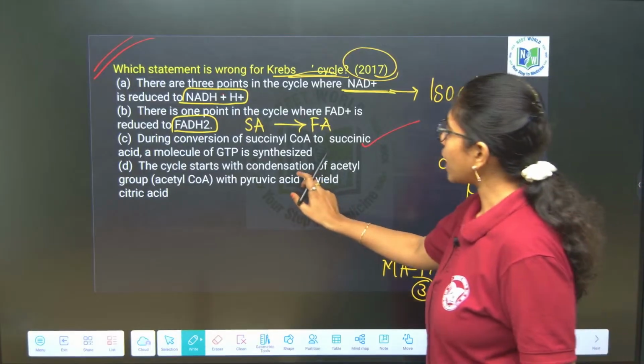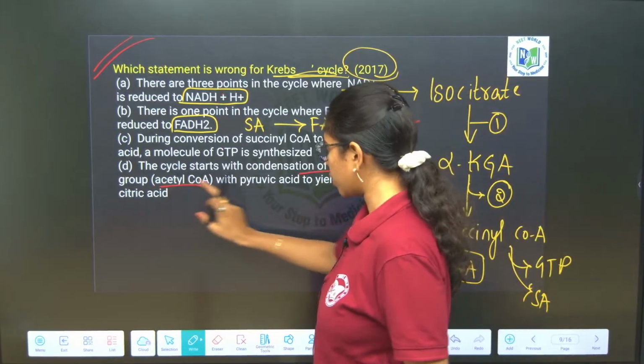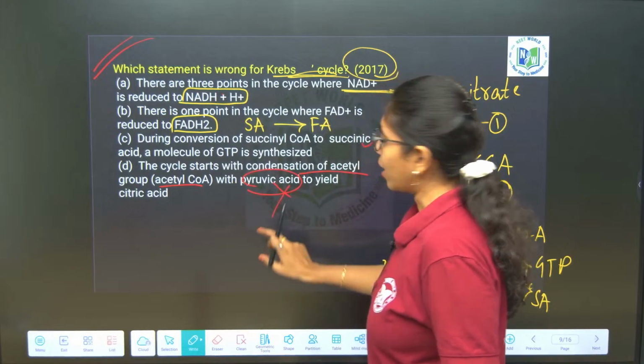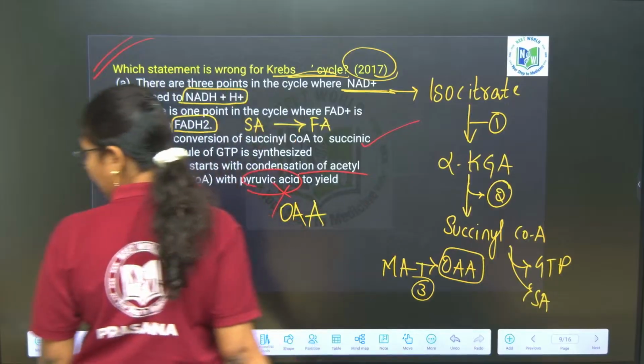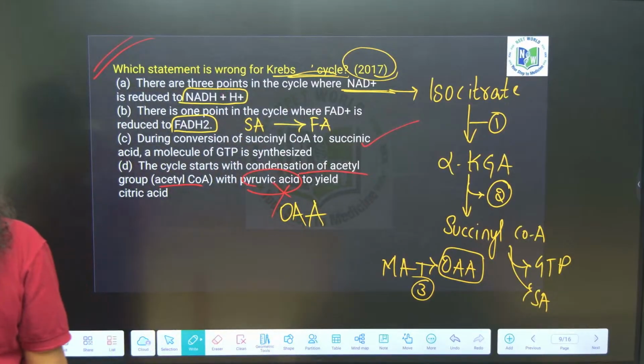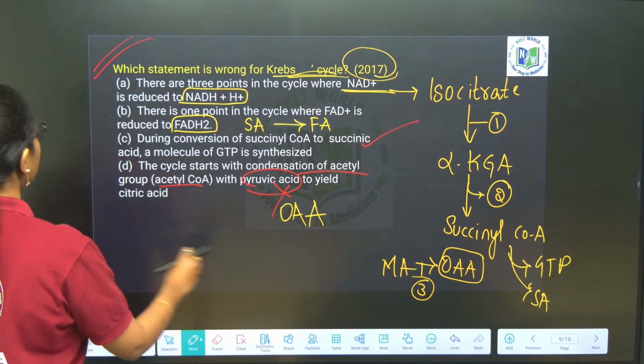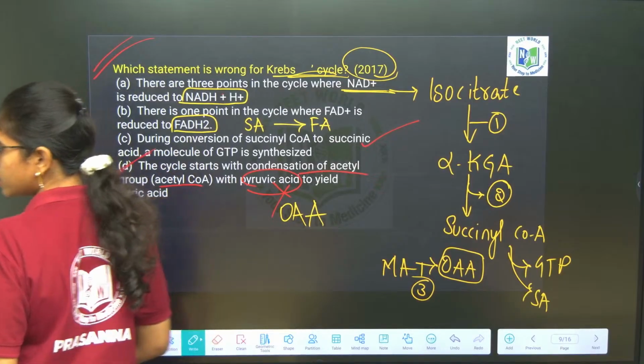The cycle starts with condensation of acetyl-CoA with pyruvic acid. Wrong. It is not with pyruvic acid, it is with oxaloacetic acid, to yield citric acid. Option D is right.